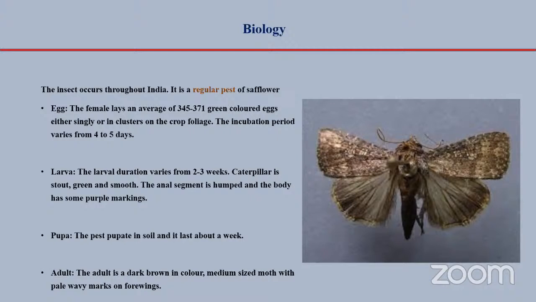After 4 to 5 days, the larva will emerge, and this larva will be stout, green, and smooth. Another peculiar character is that the anal segment will be humped, and the whole body has some purple markings. After 2 to 3 weeks, they are known to pupate, and the pupation takes place in the soil. This pupation lasts for about a week. After that, the adults will emerge, and the adults will be dark brown in color, as you can see here, and they have many wavy markings on the forewings.